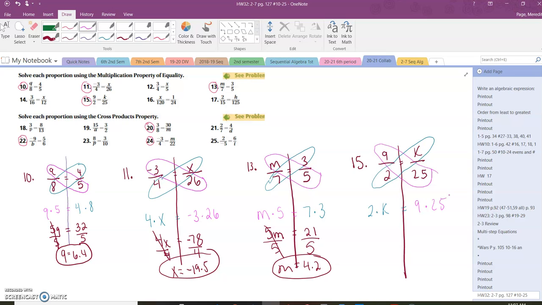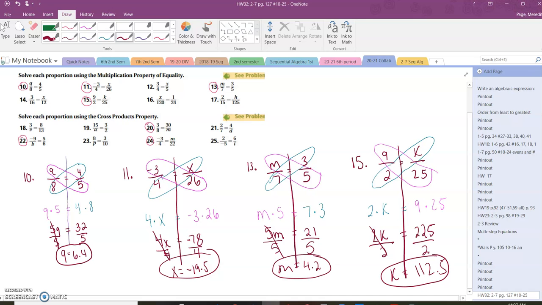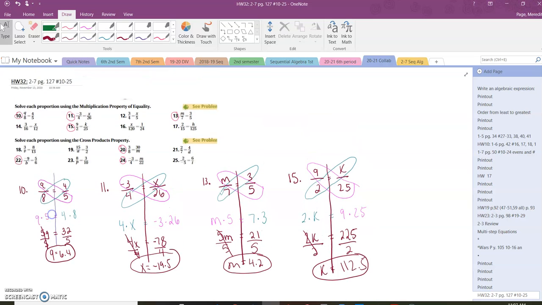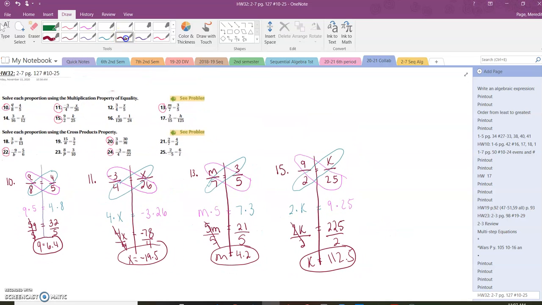So, simplify. 2 times k becomes 2k. 9 times 25, remember, grab your calculator, is 225. Last step or final step is divide both sides by 2. So 225 divided by 2, you get 112.5. Circle it, you are done. Number 20. I gotta kind of zoom out a little bit. I'm running out of room.